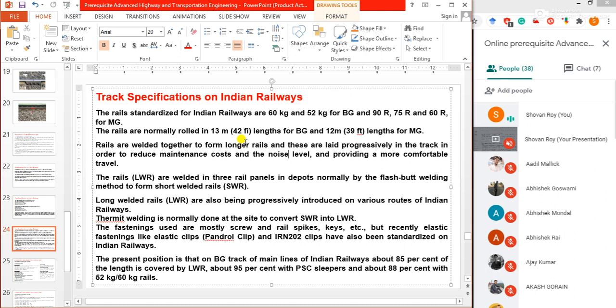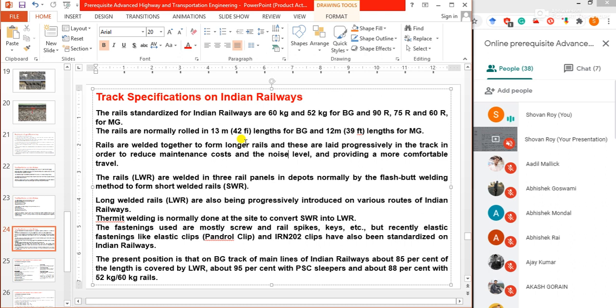Okay, long welded rails are welded in three rail panels in depots, normally by flash butt welding. I think you had welding in your first year workshop, so you should know what flash butt welding is. By the flash butt welding method, short welded rails are formed. And long welded rails are also being progressively introduced on various routes of Indian Railways.